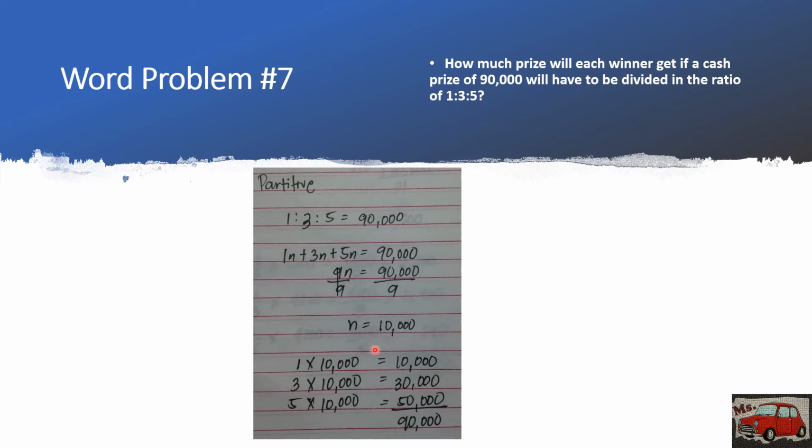So, now, dahil ito yung ratio na ginamit, we will just multiply this value dun sa ratio natin. So, 1 times 10,000, that is 10,000. So 3 times 10,000, that is 30,000. 5 times 10,000, that is 50,000. So dapat pag inadd mo lahat to, the total is 90,000. So ito yung magiging hatian ng mga winners dun sa prize. Okay?